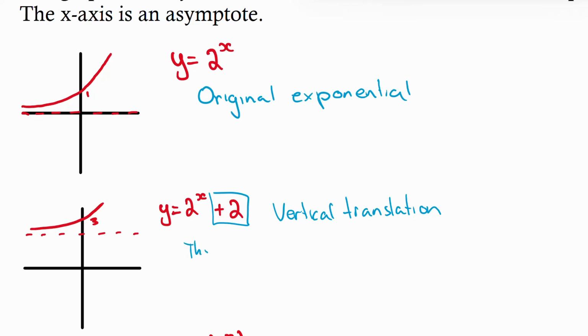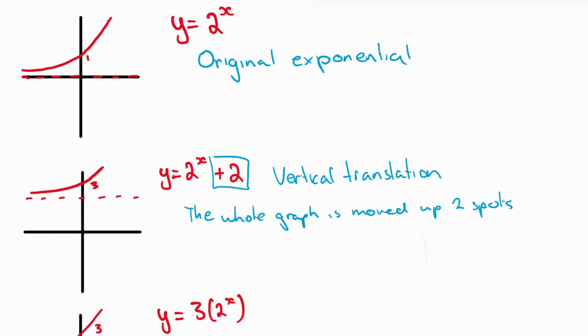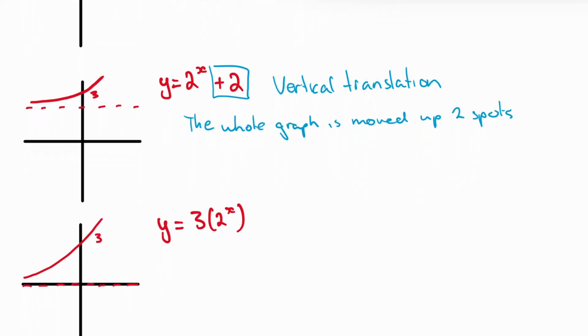So the whole graph is moved up 2 spots. Now, if it was negative 2, it would move down 2 spots. So we're going to add something else on now. We're going to say, well, what happens if I have a 3 out the front? It's a little bit separate. It's 3, then bracket 2 to the power of x.